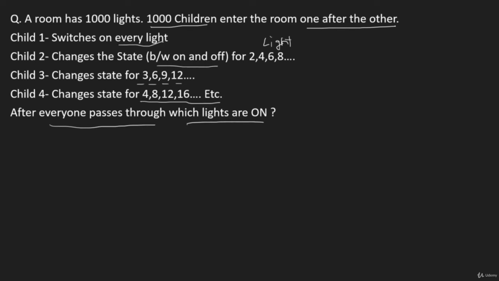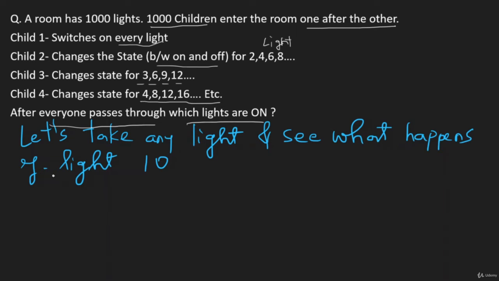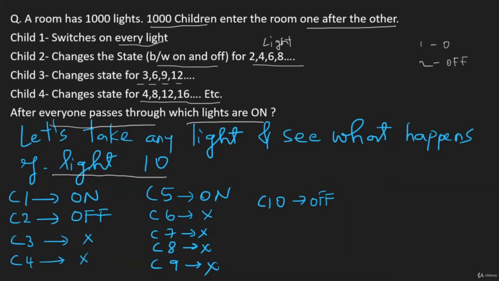All right, we are back. I hope you have given it a try. Let's do it together. Now to solve this, let's take any light and see what happens to that light. For example, let's take light 10. Now we can see that child 1 will switch it on. Similarly, child 2 will switch it off, because it will be there in this series. What about child 3? Child 3 will not touch light 10, because it's not in this series.